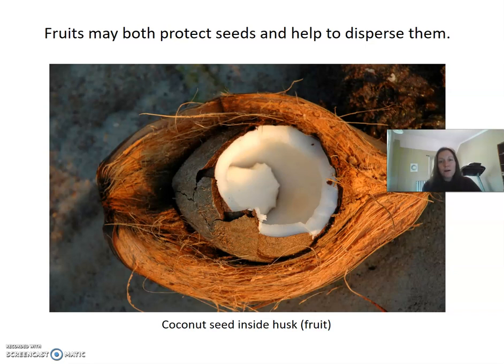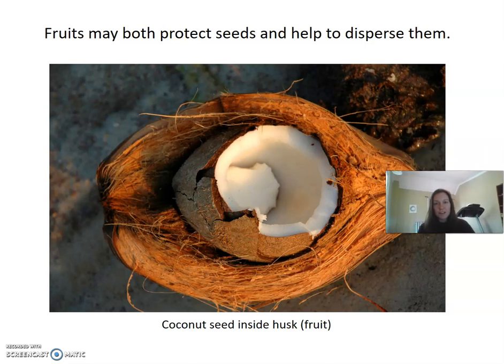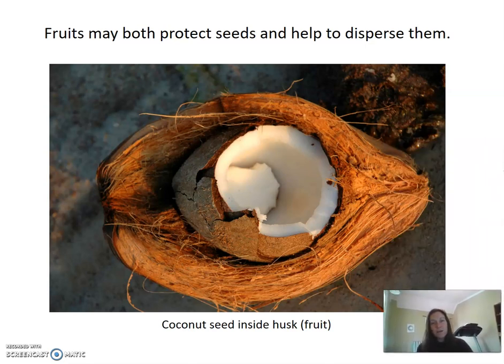Here is not a pineapple, a coconut seed inside a husk. The whole thing is called the fruit, and the part that you eat with that white meat to it is the coconut seed. So you can see that there's a difference in texture with that coconut, and that's showing the difference between the fruit and the seed here.